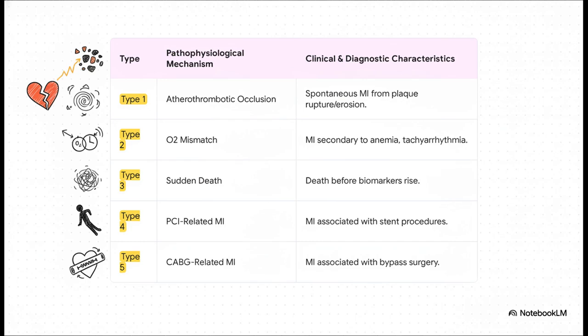Type 1 is your classic, textbook heart attack, caused by a plaque that ruptures or erodes, leading to a blood clot. But type 2 is completely different. This is an MI caused by a mismatch between oxygen supply and demand. Think of a patient with severe anemia or a crazy fast heart rhythm. The heart is working too hard for the amount of oxygen it's getting. And you can see why this distinction is critical, right? Treating a type 2 MI from anemia with powerful blood thinners meant for a type 1 MI would be inappropriate and potentially disastrous. Types 3, 4, and 5 cover more specific situations, like sudden death or MIs related to cardiac procedures.